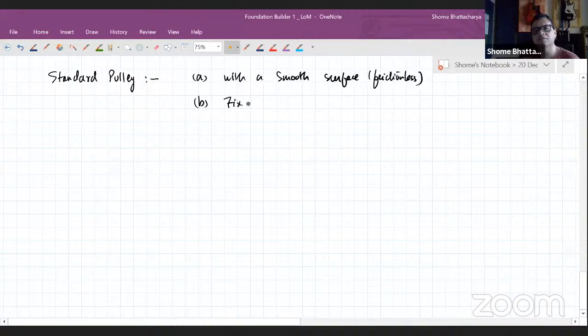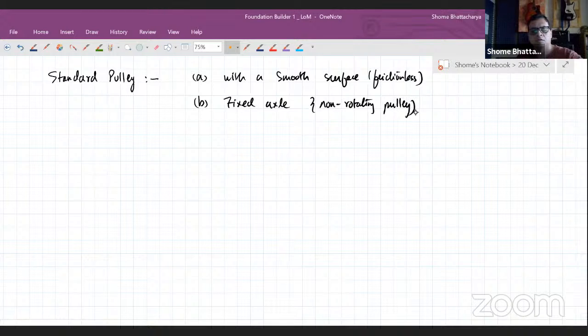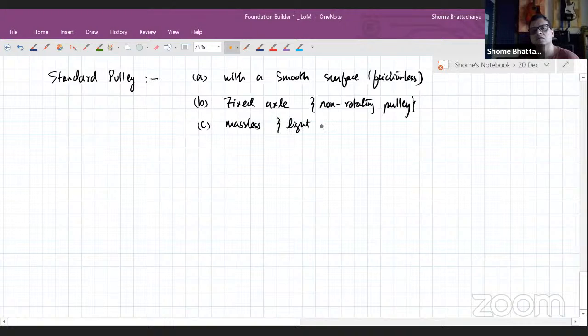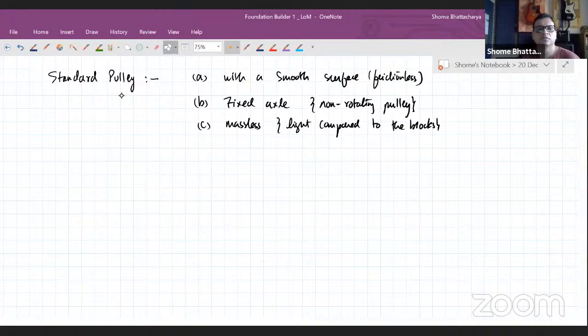And secondly, it will have a fixed axle. So it is what we call a non-rotating type of pulley. Okay. And thirdly, it is going to be massless. That means it's very light in mass compared to the blocks in our system. Okay. So basically the structure of the pulley is going to be something like this.